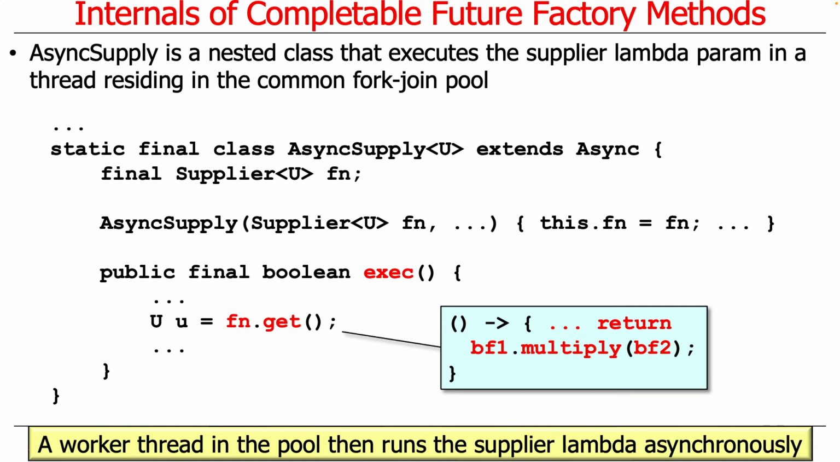The exec method is dispatched by a worker thread in the pool. That's a hook, which is implemented from the Async superclass, that, as you can see, calls the get method on the function supplier. I don't know why they didn't call that sup or su instead of fn or function. But whatever the case may be, we're calling the get method on this supplier. That's going to compute the result. And keep in mind, this is running in a background thread in the common fork join pool, so that operation is being invoked in a different context from where it was created.